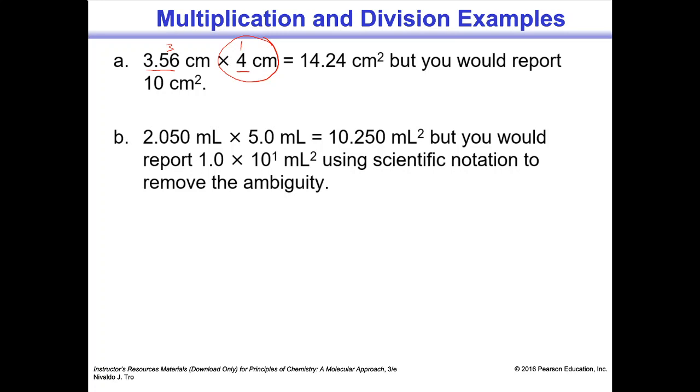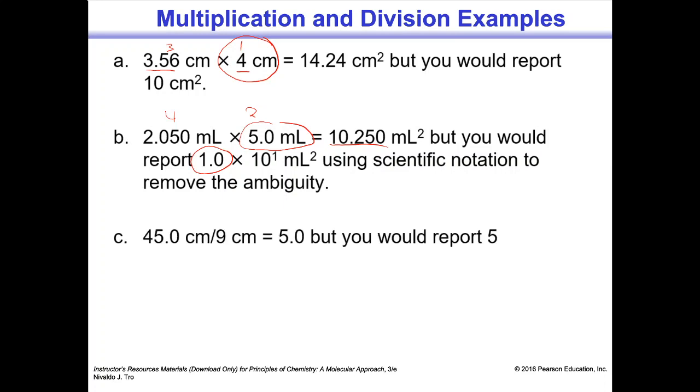The next one. Similarly, we're doing multiplication. So we have 2.050 times 5.0 milliliters. Your calculator would tell you something like this, but again, we want to search for the number that has the fewest number of sig figs. 2.050 has 1, 2, 3, 4, and 5.0 only has 2. So we're going to report our answer with just 2 sig figs, so 1.0 times 10 to the first. We're just rounding that number off to give us the correct number of sig figs. Here we rounded to just 1, so this became 10. Here we rounded to 2, so this became 1.0.